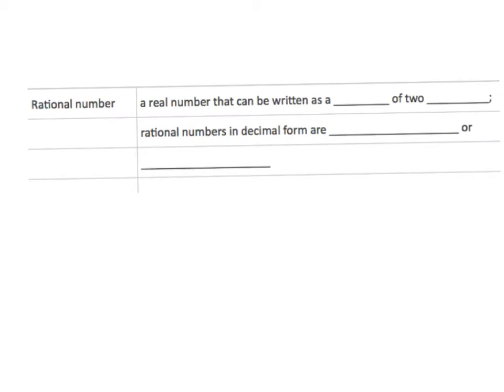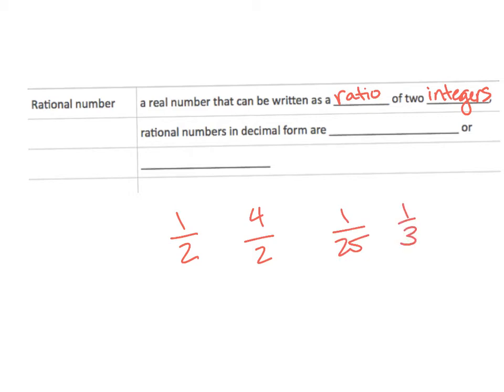So we're going to start with rational numbers. Rational numbers are real numbers that can be written as a ratio of two integers. It basically looks like a fraction. That is a rational number. This is a rational number because 4 divided by 2 equals 2. Anything that can be written as a rational, or as basically a fraction, is a rational number.